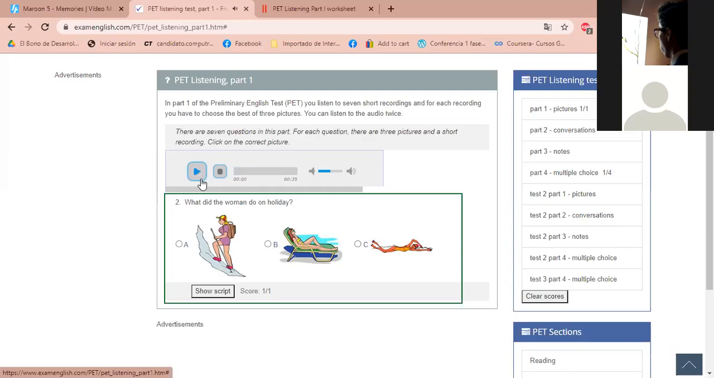Okay, guys, send me your options. What did you choose? A, B, or C?